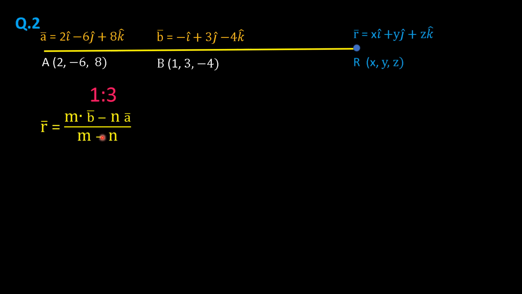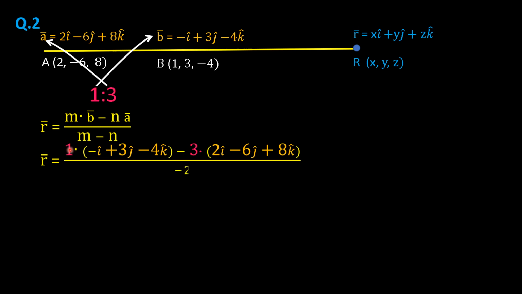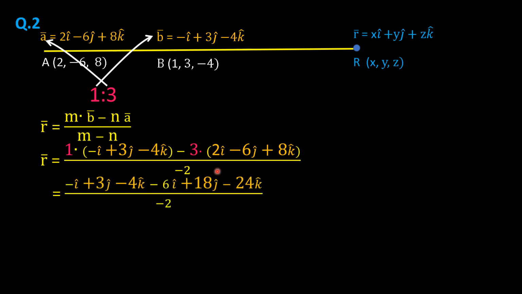Now we will work crosswise as usual, from 1 to B bar and from 3 to A bar, and write 1 times B bar minus 3 times A bar divided by 1 minus 3, that will be minus 2. Minus 3 multiplied by 2 will be minus 6. Minus 3 multiplied by minus 6 will be 18, and minus 3 multiplied by 8 will be minus 24.